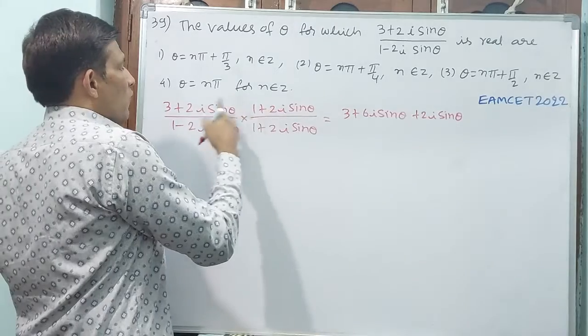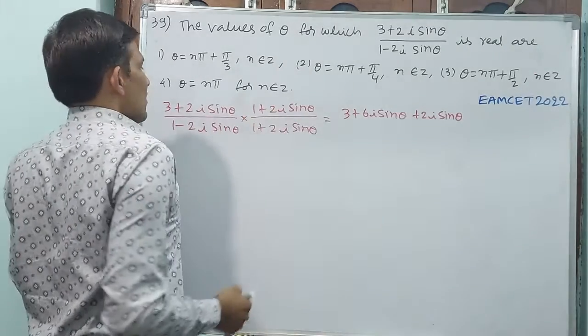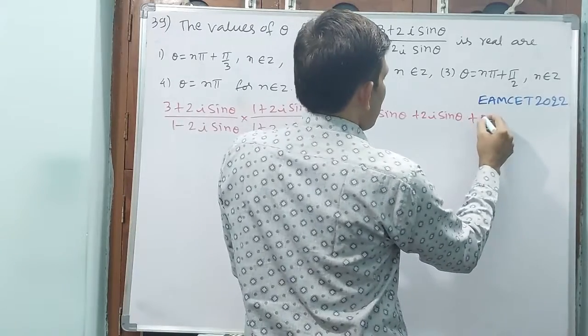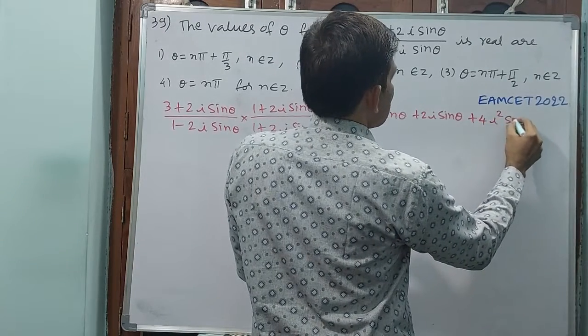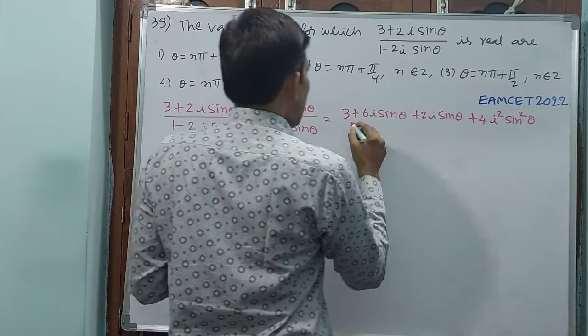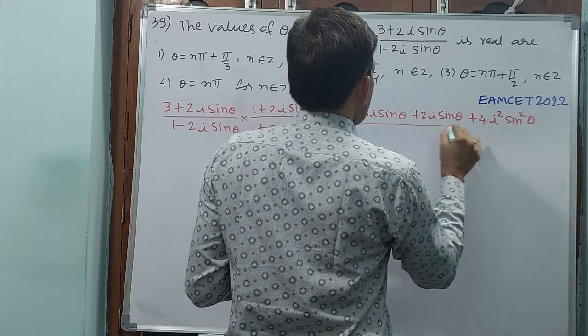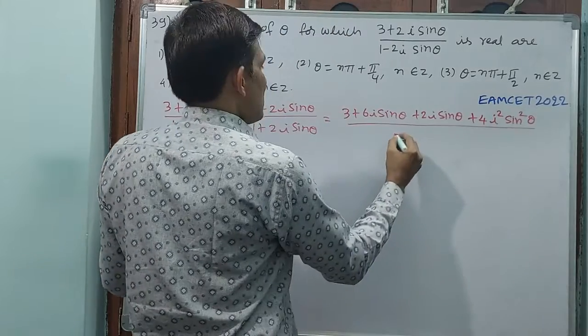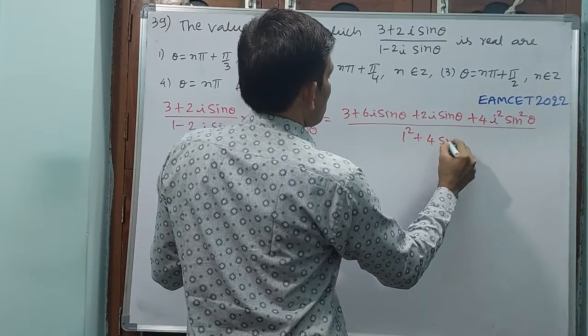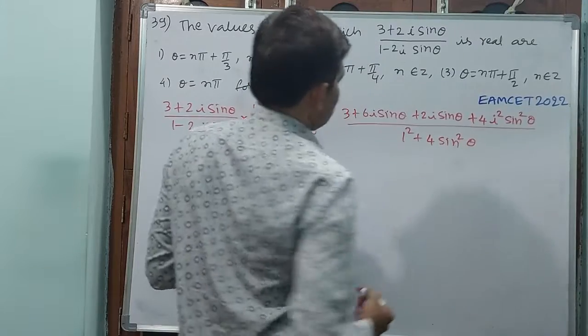2 into 2, 4 i square sin square theta. All you see, 2 square i square sin square theta. That means 2 square means 4 i square sin square theta. Okay. Denominator is very easy. Denominator, see, 1 square plus 2 square sin square theta. That means 4 sin square theta.